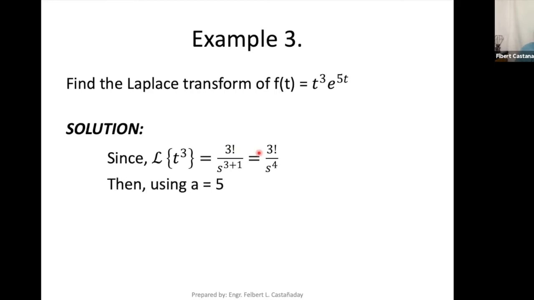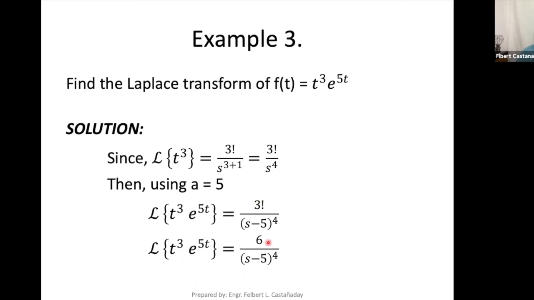Now, because of e raised to 5t, we have a equal to 5. The resulting transform is 3 factorial over s minus 5 raised to 4. So you need not expand this denominator. It's okay that it's in factored form. Just write the value of the 3 factorial. So our final answer will be 6 over s minus 5 raised to 4.